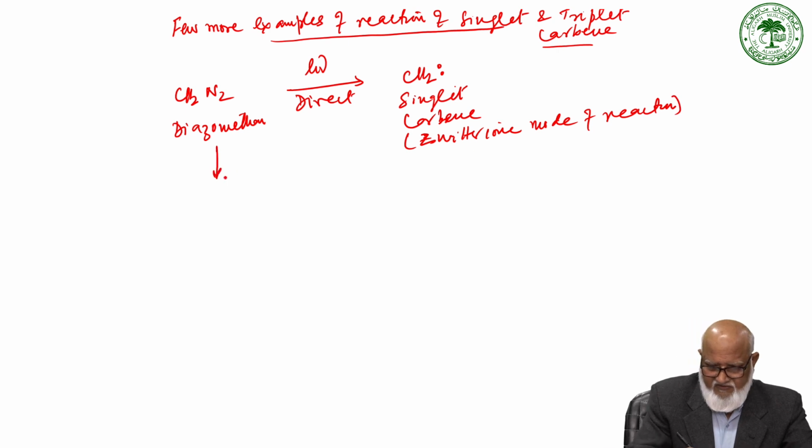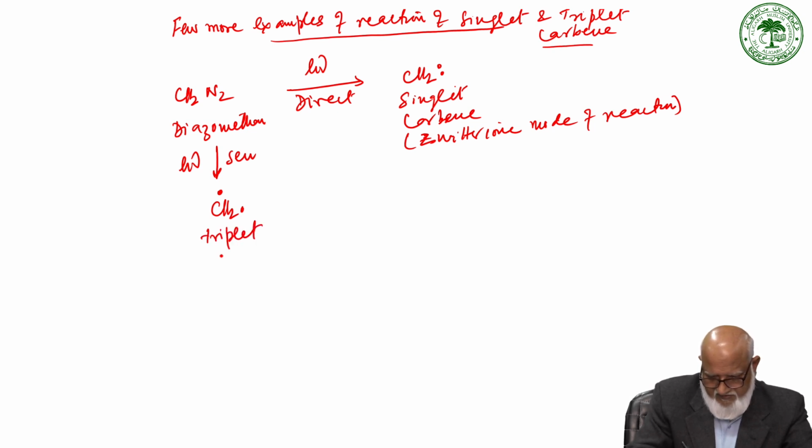On the other hand, irradiation in sensitized condition generates CH2, the triplet carbene, and this is a radical mode of reaction.